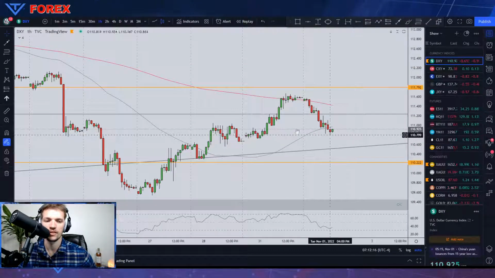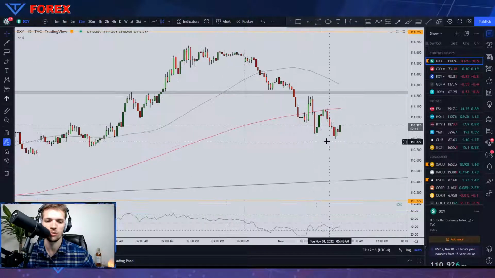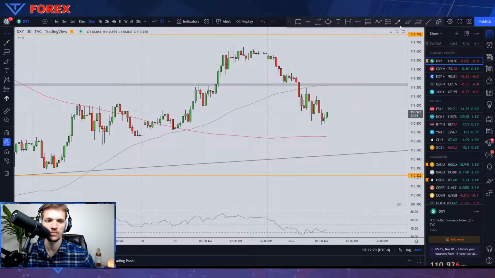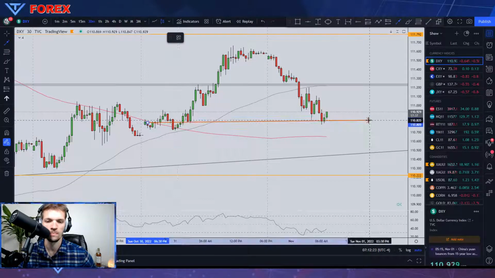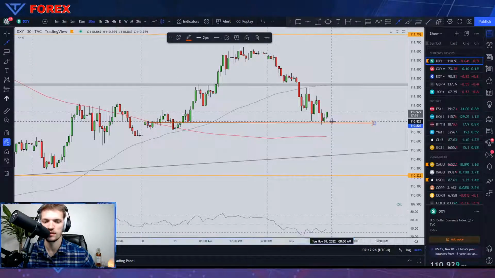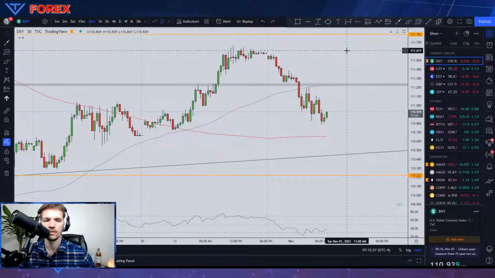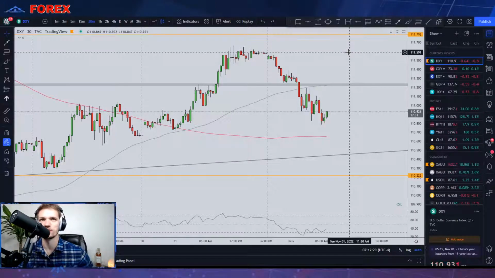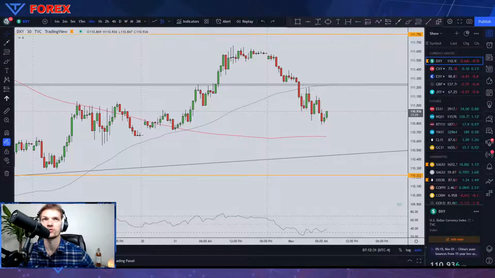Keep an eye on this area here. Looking to find some support here on the 15-minute, on the 30-minute. So that could be the area where we bounce from. If that's the case, then it looks like we may get some reversals across the market.